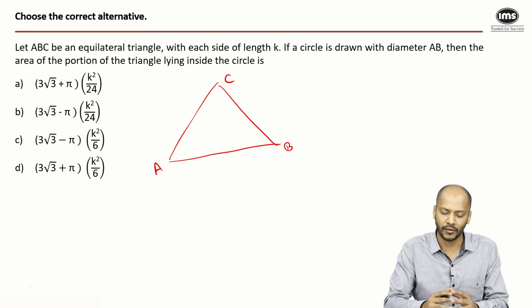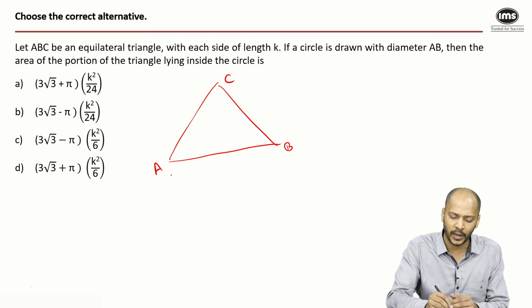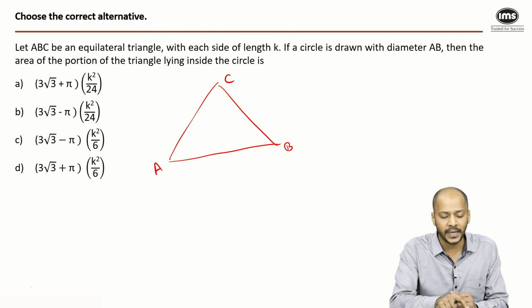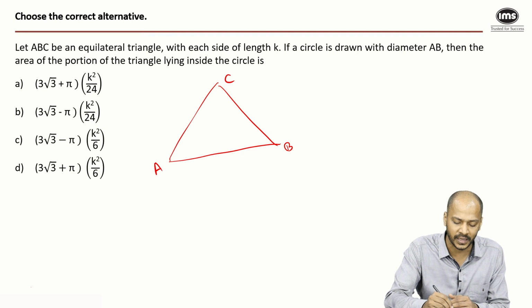And if I try to draw a circle with AB as the diameter, one part would be below the triangle and the other part would be above the triangle. What are we interested in? We need to find the area of the portion of the triangle lying inside the circle. So basically we are interested in the upper half of the circle. It will look something like this.